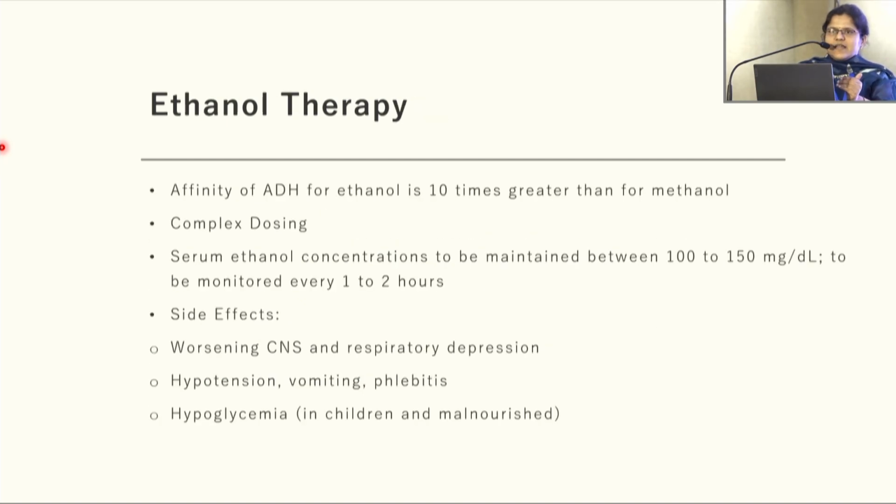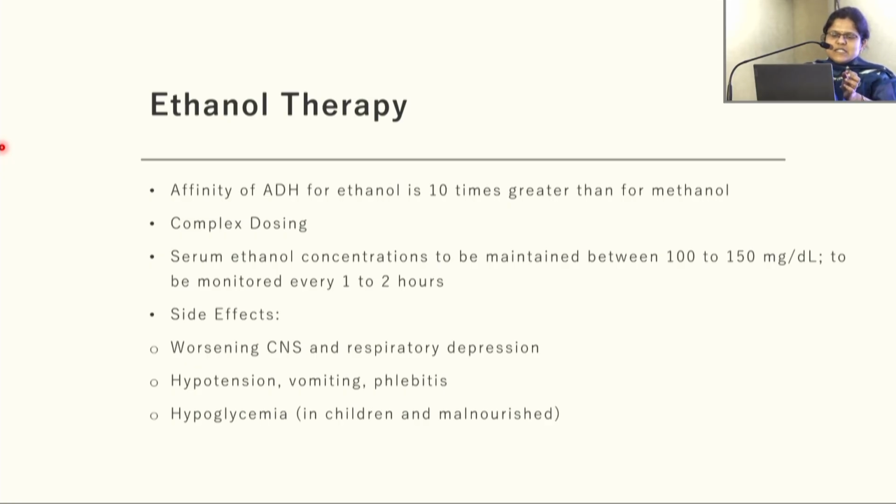The next is ethanol therapy. The affinity of alcohol dehydrogenase for ethanol is almost 10 times greater than that for methanol. But what are the problems? It has a complex dosing, and when we use ethanol therapy, we have to measure the serum ethanol concentration every 1 to 2 hours, and we have to make sure that the ethanol concentration is maintained between 100 to 150 milligrams per deciliter. Then only it is going to be effective.